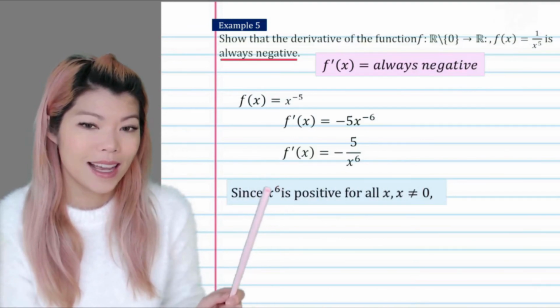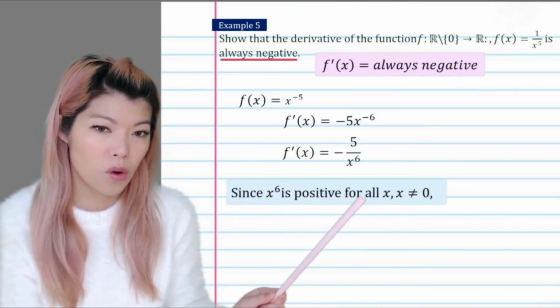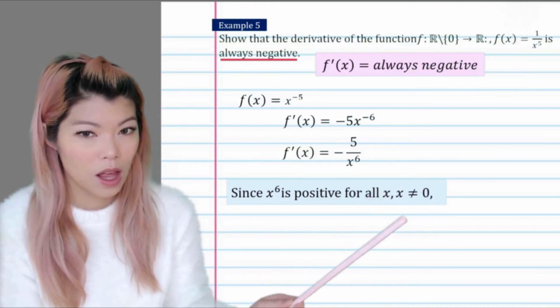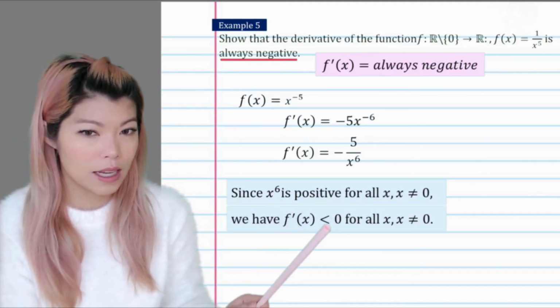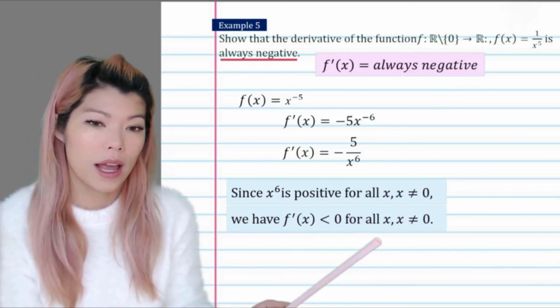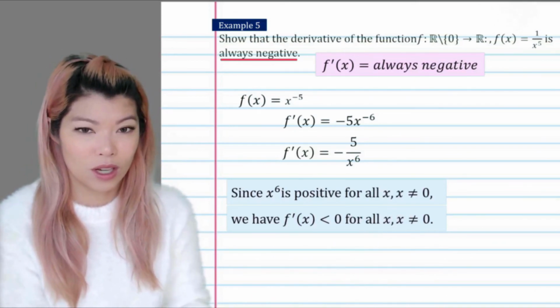So we say since x to the power of 6 is positive for all x values where x is not 0, then we have that the gradient f dash x is always negative, so less than 0, for all x values where x is not equal to 0.